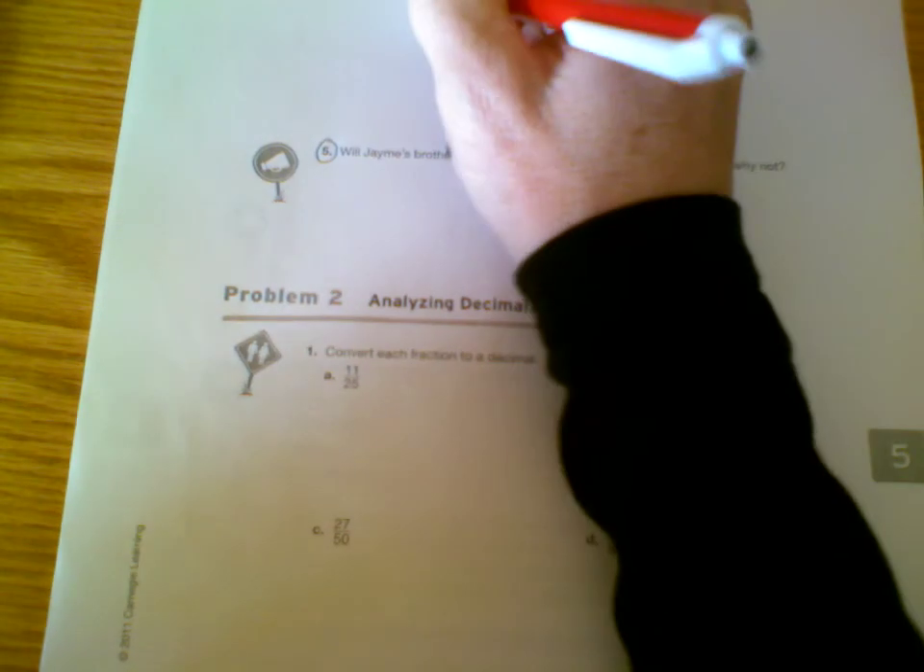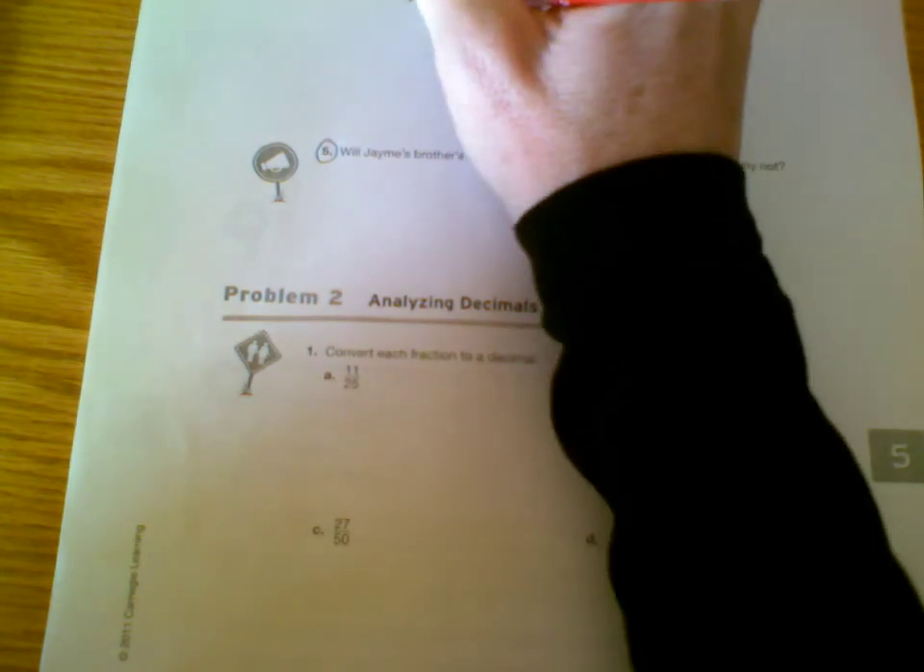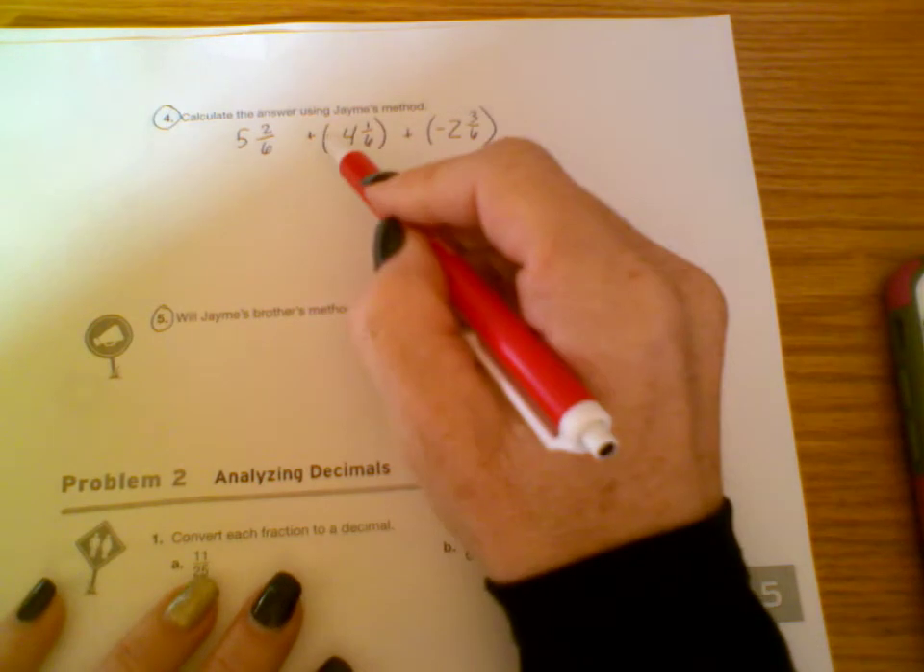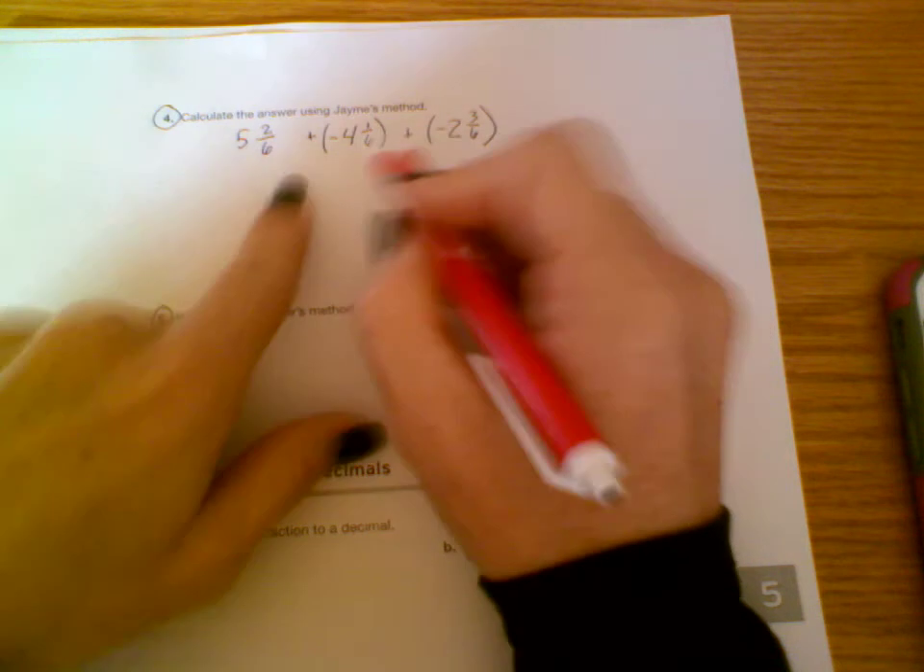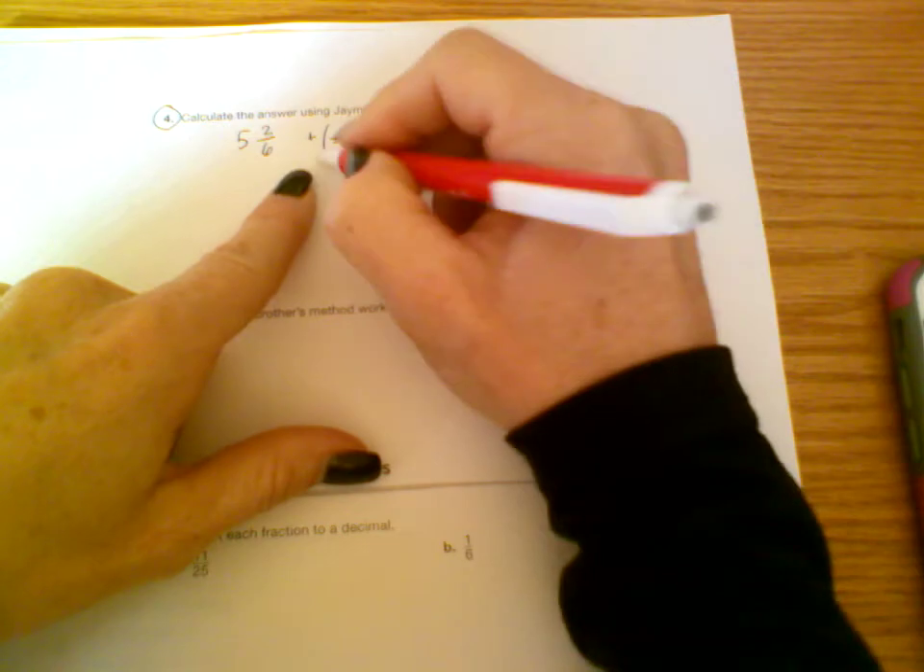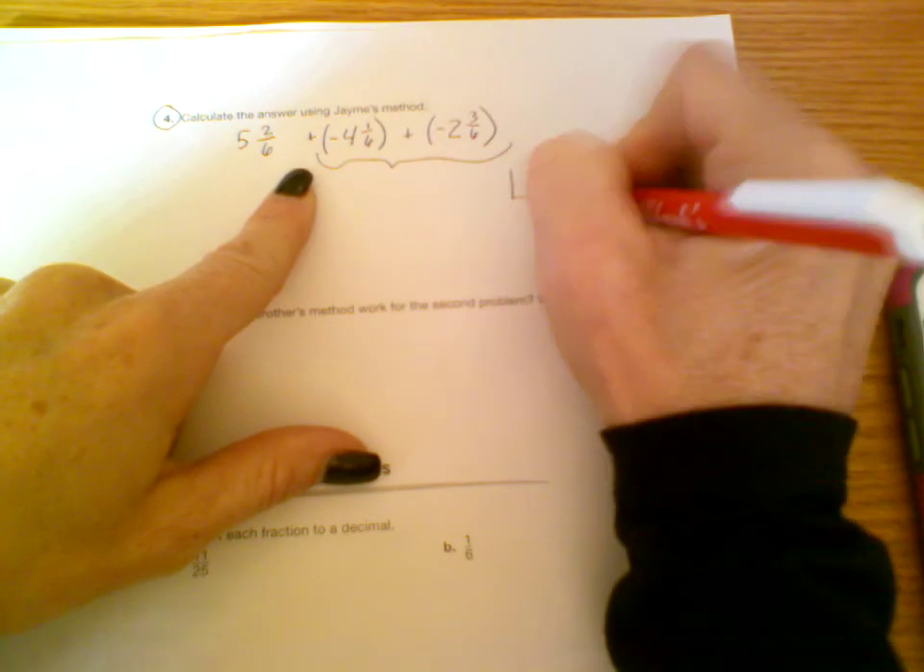So when I look at 3, 6, and 2, my common denominator is 6. So I have 5 and 2/6 plus negative 4 and 1/6 plus negative 2 and 3/6. So if I use Jamie's method, I think I'm going to put these two together first. A negative plus a negative stays negative. So I know my answer to this part is going to be negative.